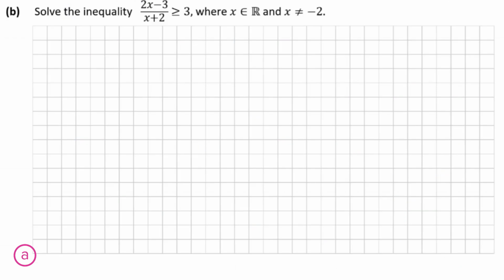So now in part B, we're asked to solve the inequality (2x minus 3) over (x plus 2) is greater than or equal to 3, where x is a real number and x is not equal to minus 2.